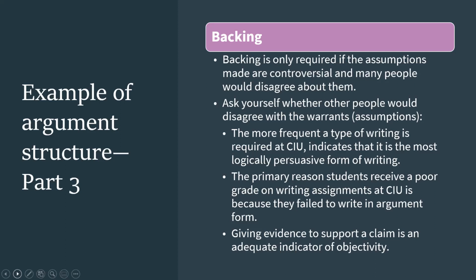One of those might be: ask yourself whether it's true that the more frequent a type of writing is required at CIU indicates that it is the most logically persuasive form of writing. And if you think that's controversial, then give some evidence. Or that the primary reason students receive a poor grade on writing assignments at the university is because they failed to write an argument form. If you think there's going to be disagreement there, then give some evidence. And the same with giving evidence to support a claim is an adequate indicator of objectivity. Again, if you think that's controversial, then you would need to give evidence to back that up. Okay.